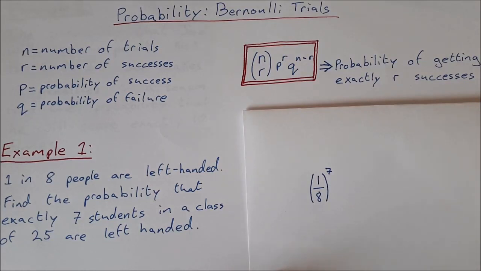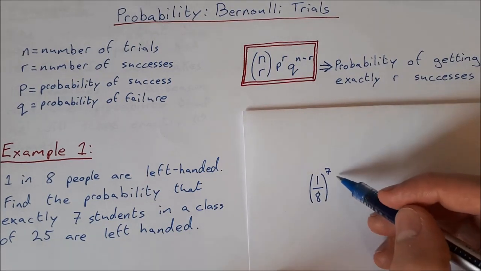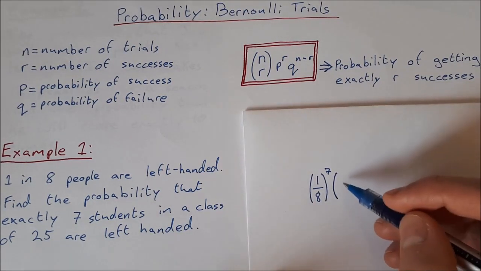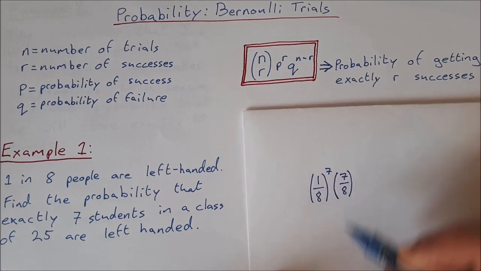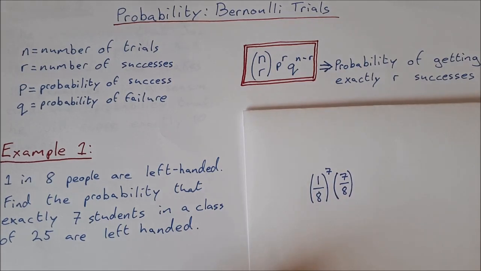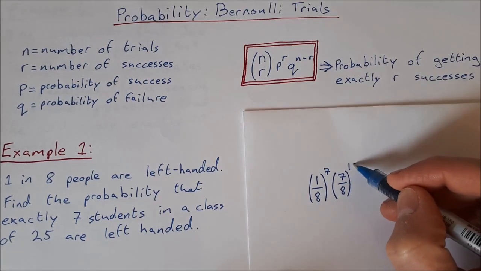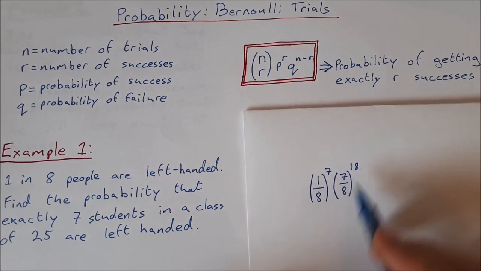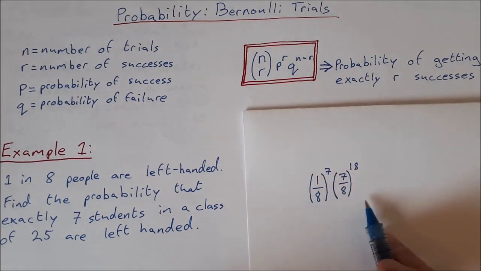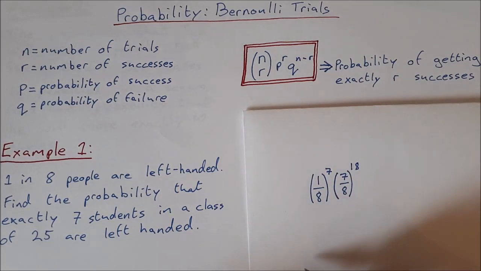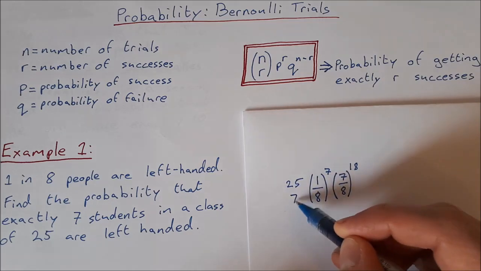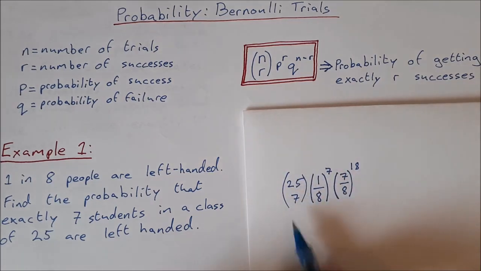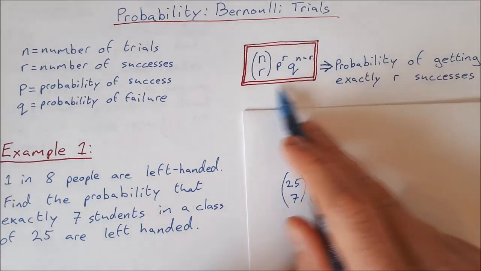Then I want the rest of the students to be right-handed. So what's the probability of being right-handed? Well, it's 7 over 8. How many students do I want to be right-handed? 25 take 7 is 18. 18 students are going to be right-handed. Now, how many ways can this happen? Well, this can happen 25 choose 7 ways. And as you can see, I've made basically the formula here.